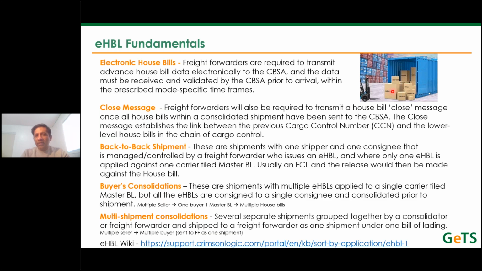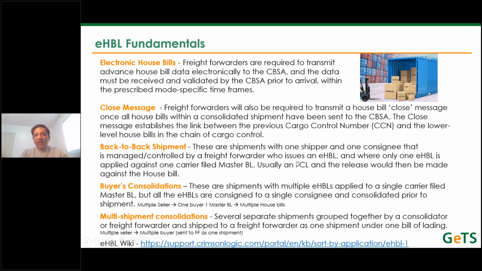Basically, the house bill will consist of the shipper, consignee, the cargo description, the piece count, all of those information, and you are required to submit all of those within that container. Once all those house bills are submitted for each of these shipments, you will have to submit a close message as well. Basically, it is more about closing the container. So a close message which will indicate that all of the house bills within that container has been filed with the customs. So there are two messages. One is the electronic house bill, which is for each and every shipment, and one single close message, which is for the entire container at the top level.